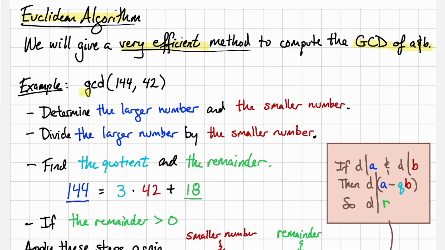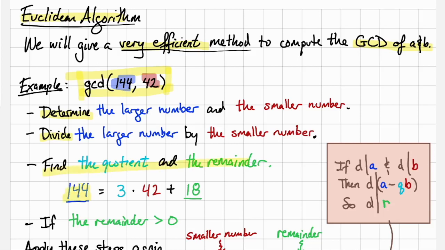Here's our example. Let's compute the greatest common divisor of 144 and 42. First step. Determine which of the numbers is larger and which of the numbers is smaller. In this case, 144 is the larger number and 42 is the smaller number. Next, divide the larger number by the smaller number. Here we're using the division algorithm that we saw earlier in this class. To do that, we need to find the quotient and the remainder.